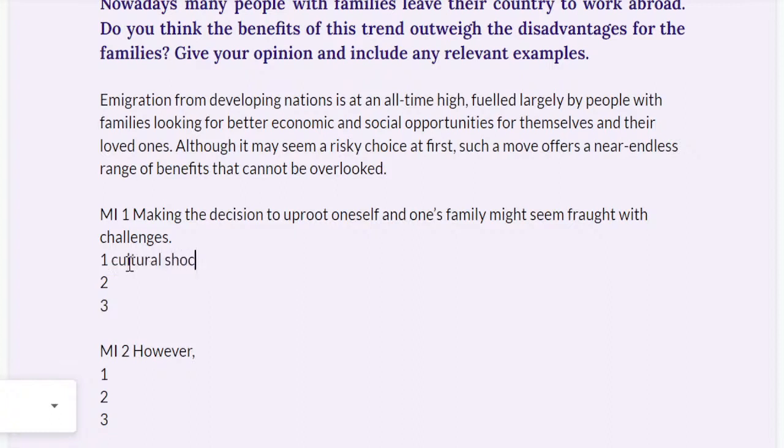Cultural shock, language barriers, and what else? Homesickness.